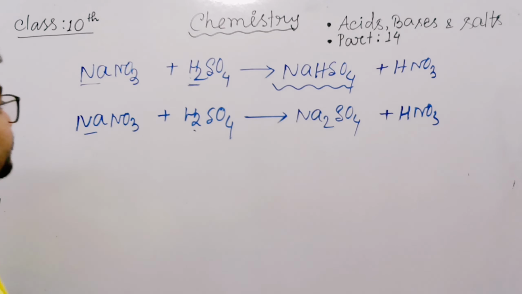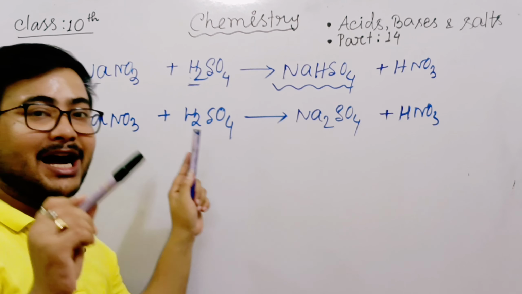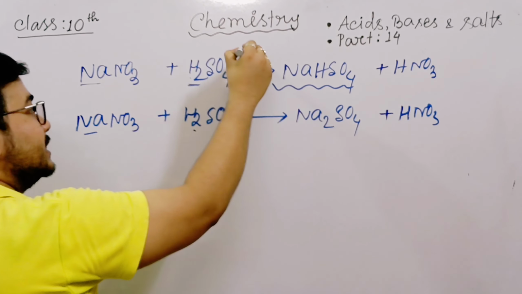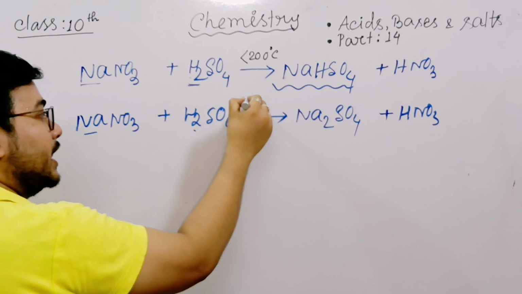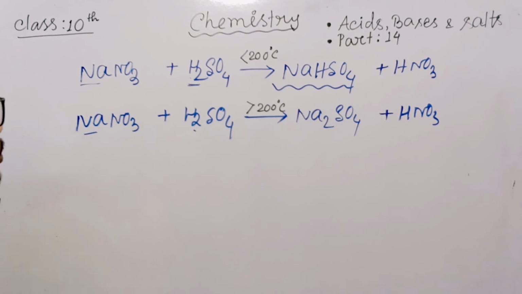Okay, now look at the board. Here sodium displaces how many hydrogens? 1. Here 2. If 1 hydrogen is displaced, then the temperature is less than 200. If both hydrogens are displaced, then the temperature is more than 200.